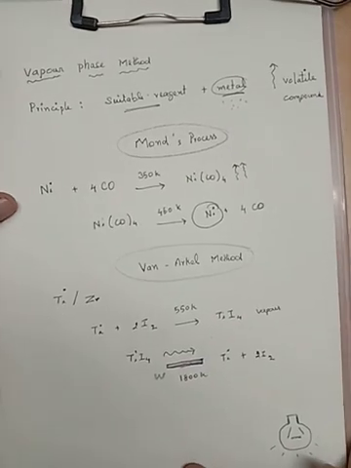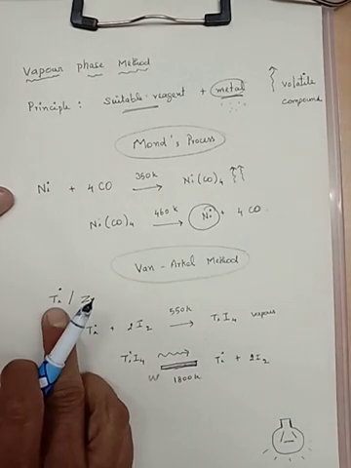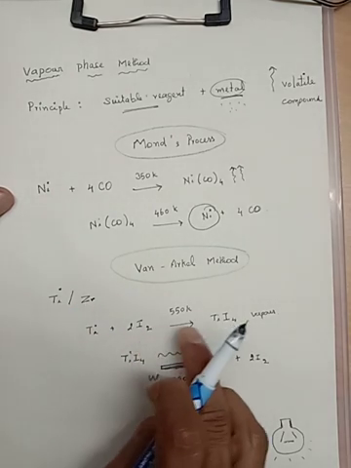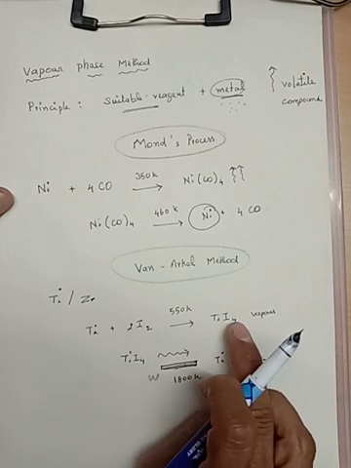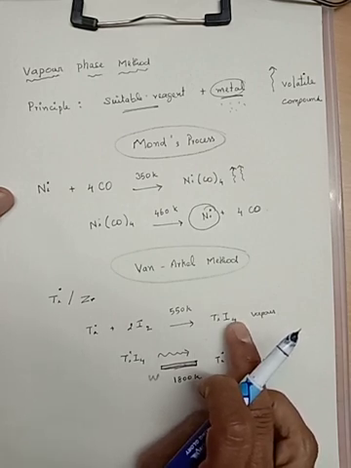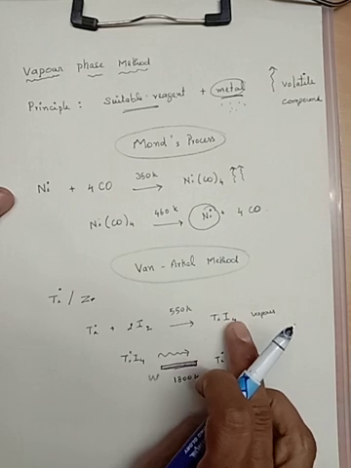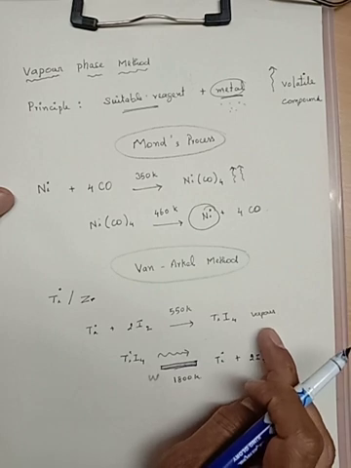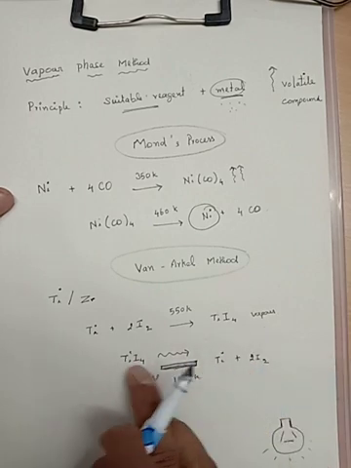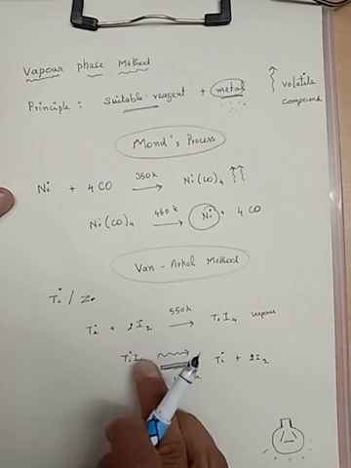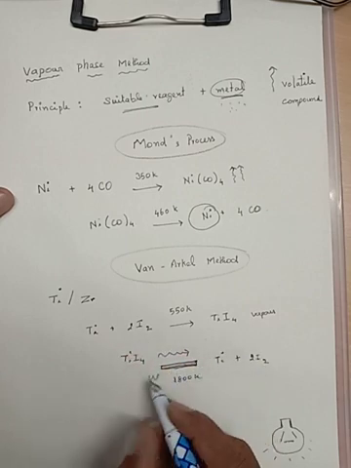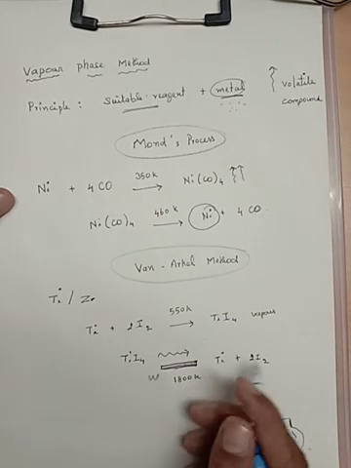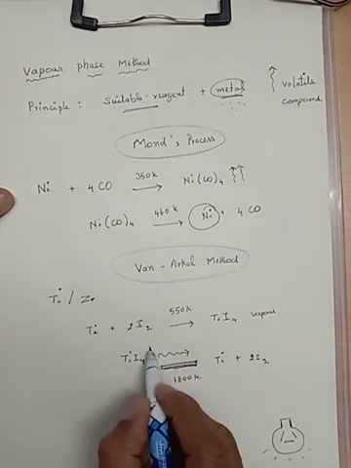Van Arkel process is also a vapor phase method. Titanium or zirconium can be purified by this method. Titanium is treated with iodine at 550 Kelvin to form titanium tetraiodide. Now this tetraiodide compound, which is slightly volatile, easily vaporizable, is passed over heated tungsten. Tungsten formula is W, at 1800 Kelvin. We pass this compound over tungsten heated to 1800 Kelvin.